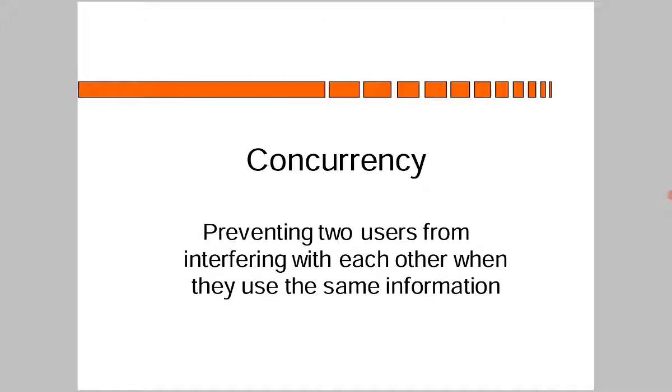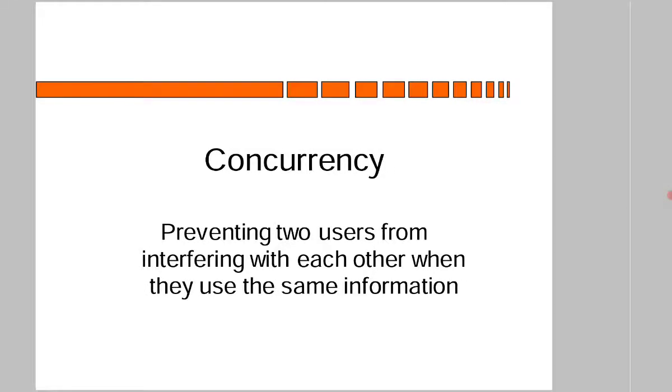So another important functionality of DBMS is concurrency. What is concurrency? Preventing two users from interfering with each other when they use the same information. So concurrency is a process when two or more users are trying to access the same data or information at the same time. In that case, some race will occur during the execution of the transactions, and generally we may avoid concurrency situations like deadlocks.